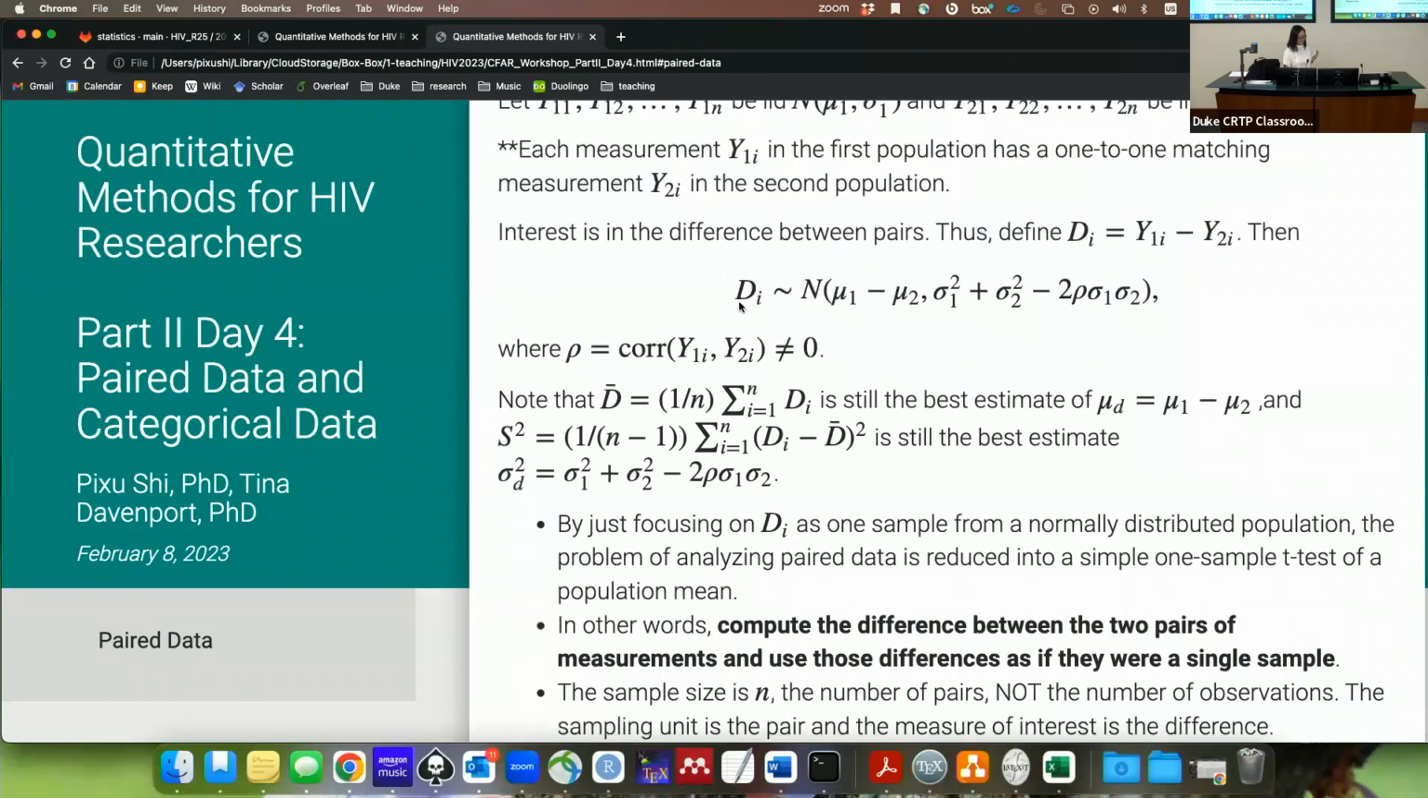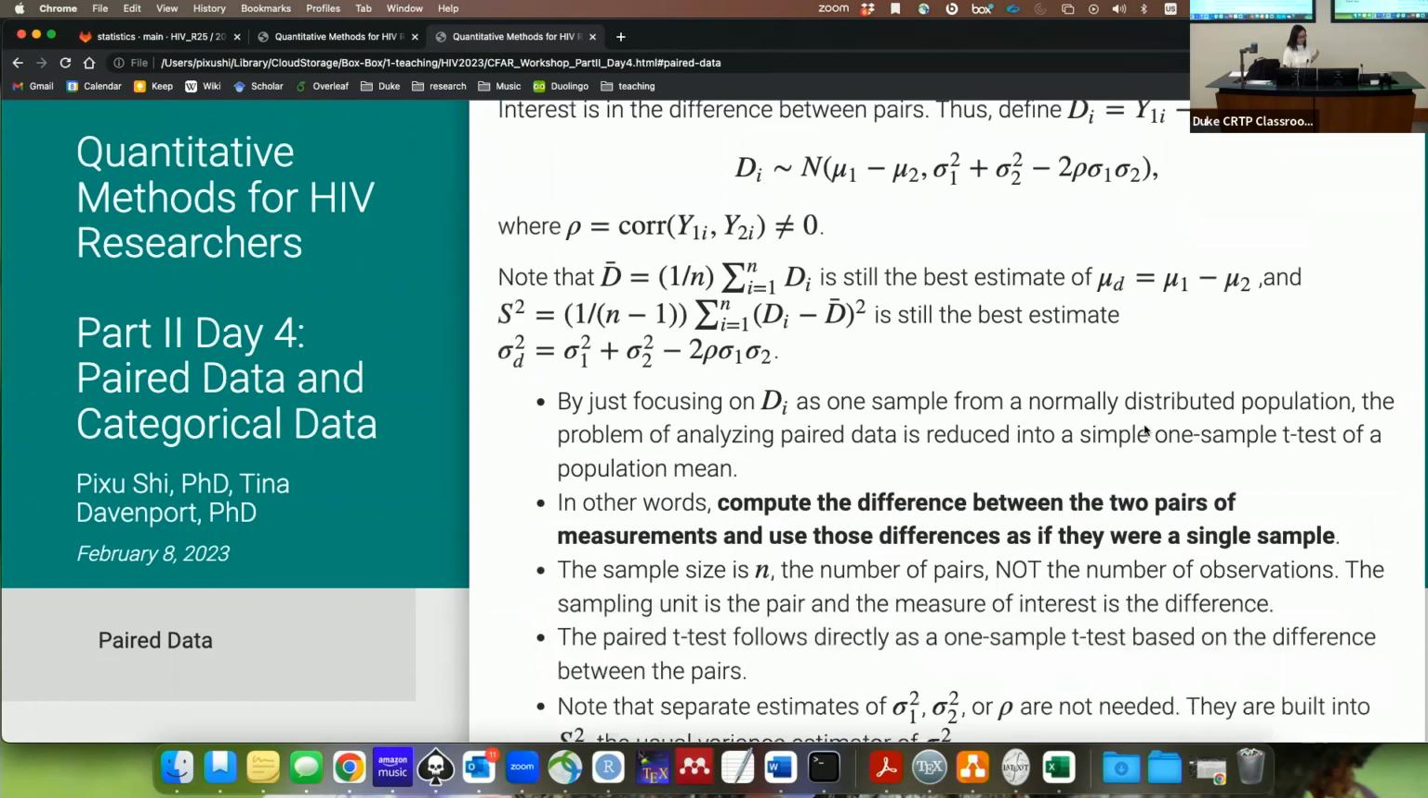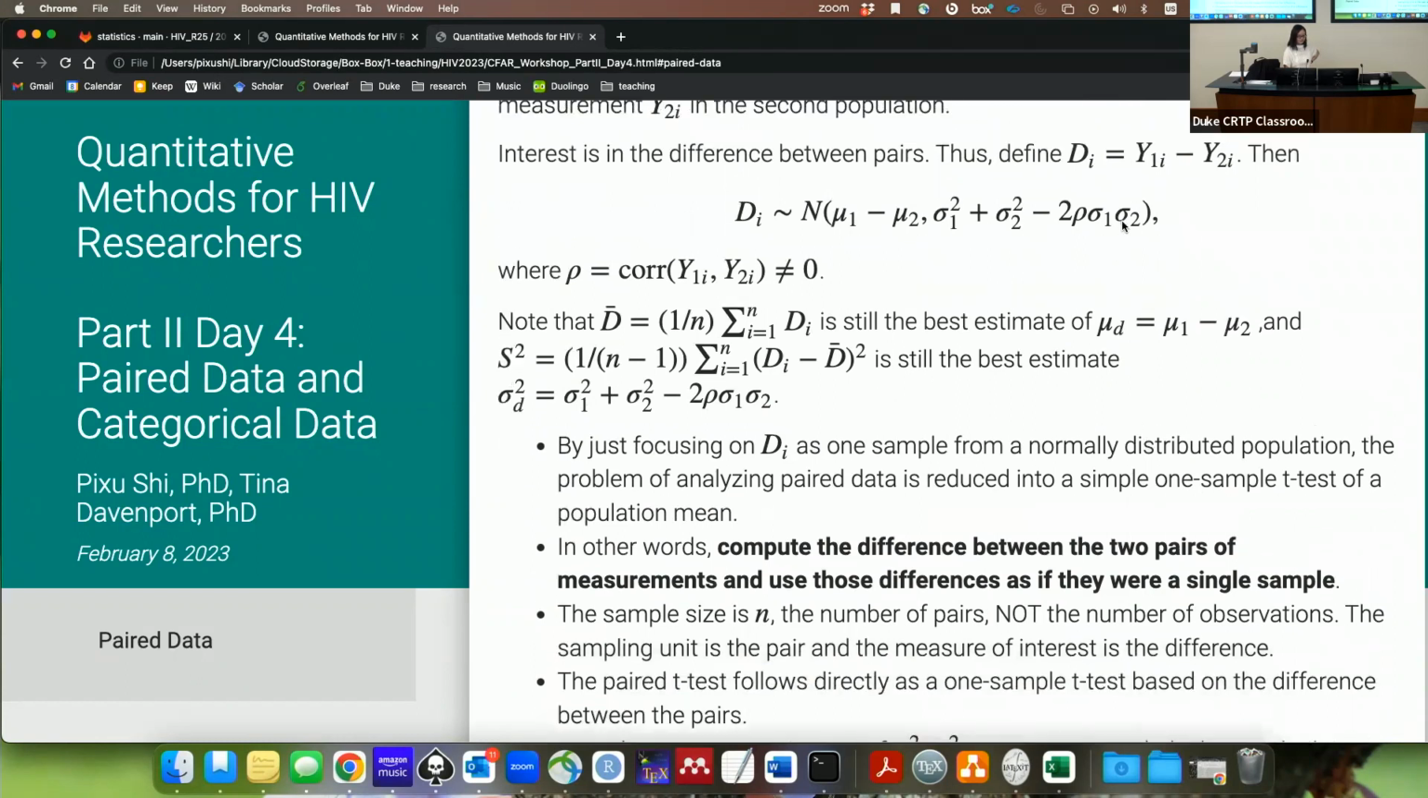You can see that we're assuming the difference to be a normal distribution or approximately normal. That doesn't mean that your original y's are also normally distributed. As long as their difference is normal, you can use this test. And if you want to check for normality, you check the normality of this difference, not the original ones.